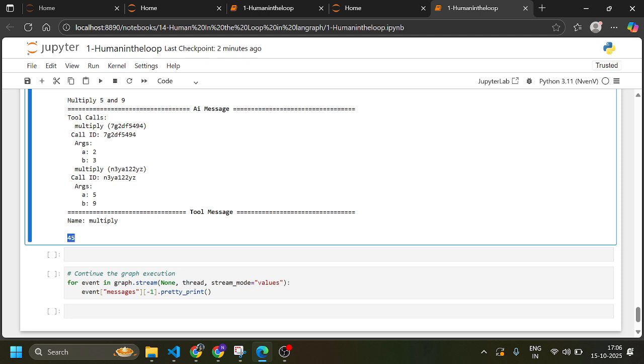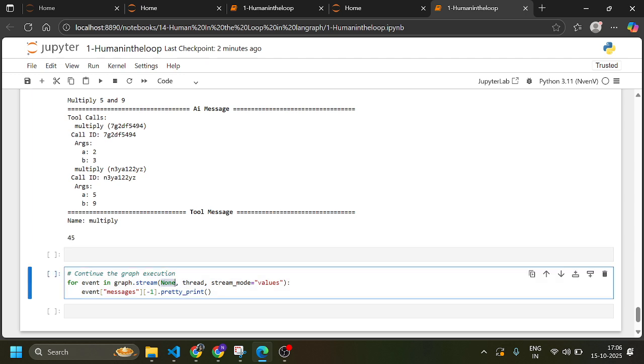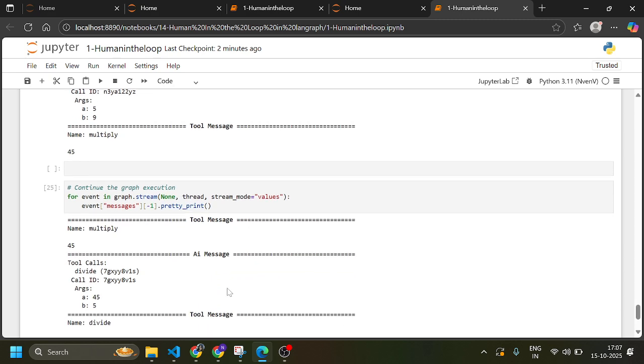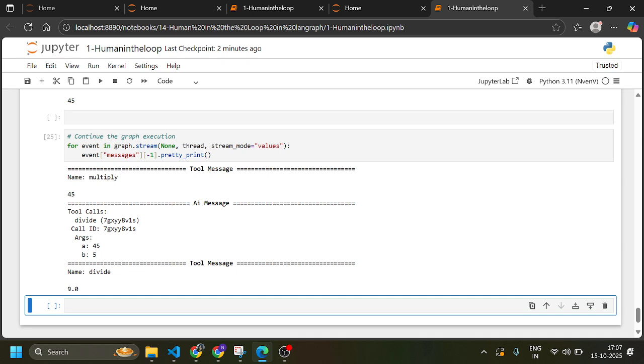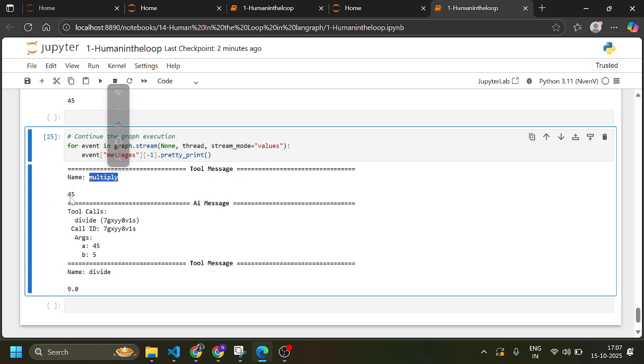Now we can continue the graph execution from event message dot stream. Okay, this is approved by human, so I'm going to pass none here. Thread, stream mode values, for event in messages, minus 1, pretty print. Okay, and this is the answer for multiplication. Okay, now they are going to divide 45 by 5, so we got 9.0.